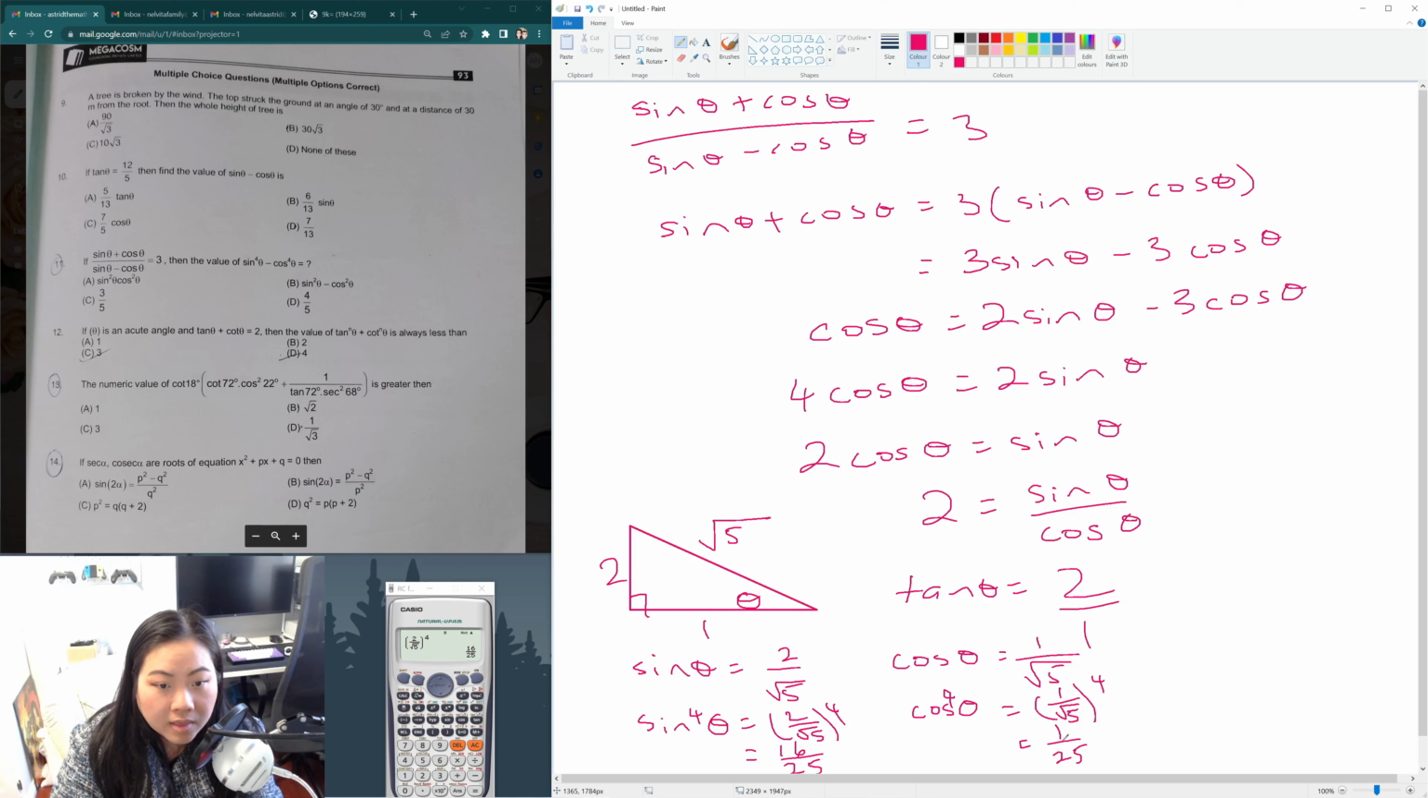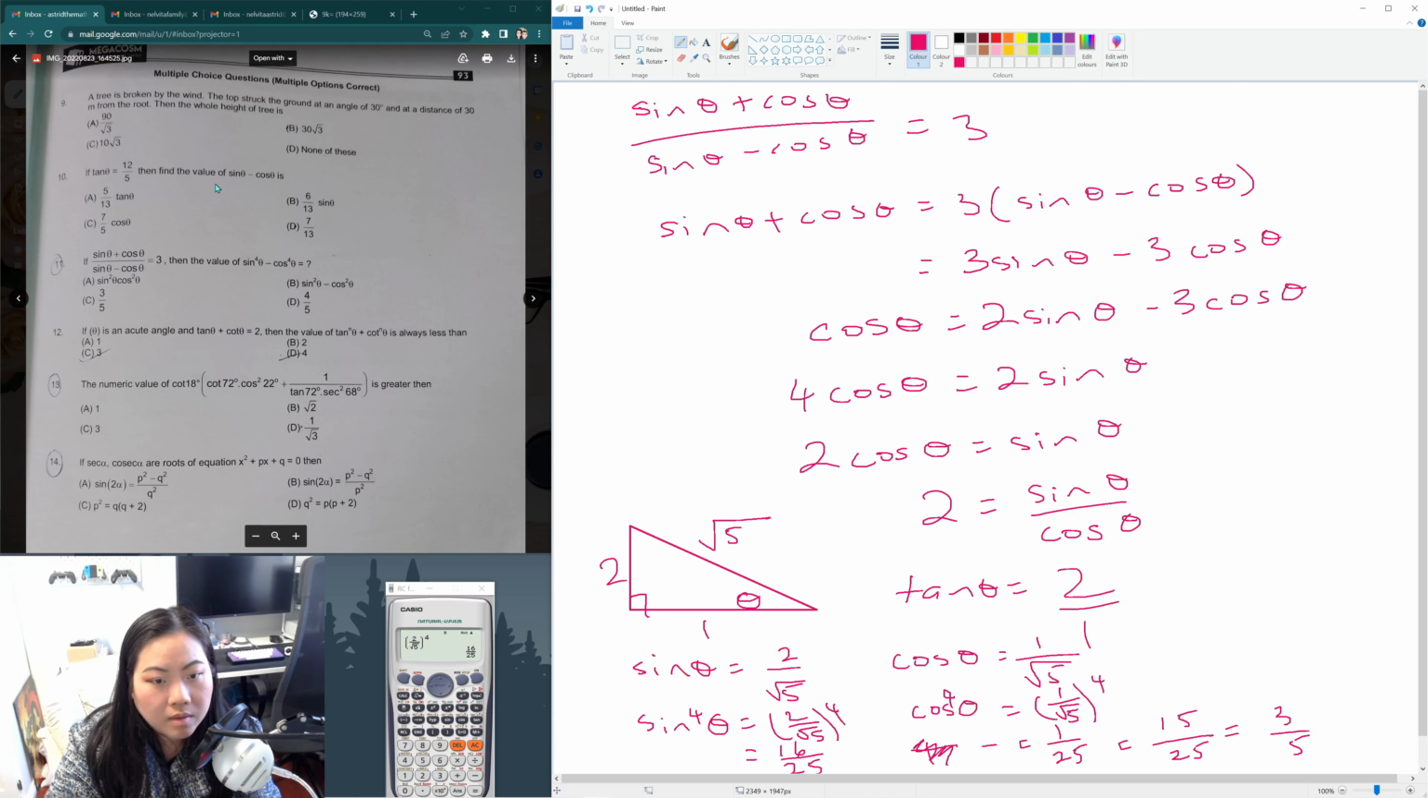Therefore, if you add them, are we adding? No, we're minusing. If you minus them, it's going to be 15 on 25, which is going to be 3 on 5. Do we have 3 on 5? Yes, we do.